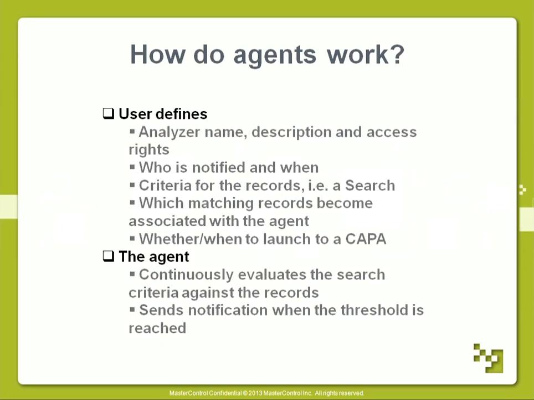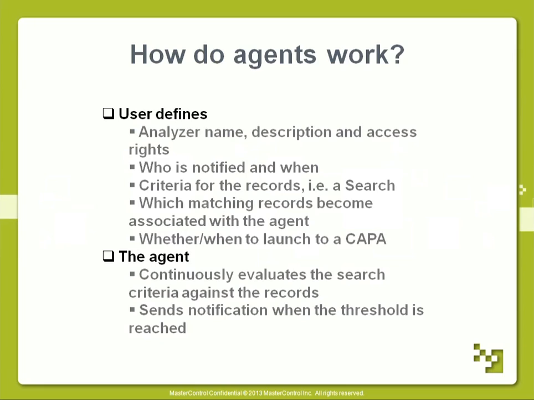So at a high level, what's an analyzer agent? It's an automated piece of software that is monitoring all the quality events coming in. And basically what you do is you set up criteria, a MasterControl search, right? And you set that up with a threshold, and if you have a certain number of matches, you get an email notification, hey, go to your agent and check out the matches that you have.